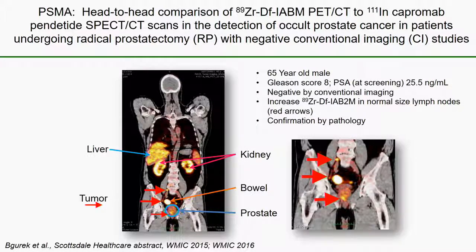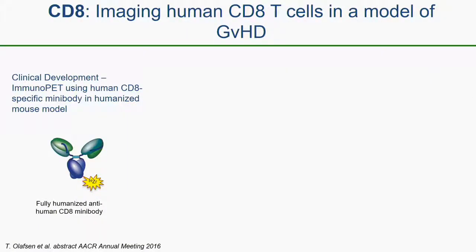So the surgeon, in many cases, would then go ahead and do an additional resection and remove some of those lymph nodes. And in this and other cases, the presence of tumor was confirmed by pathology. Okay. And then moving on to the second target, CD8, but now looking at human CD8 in patients.